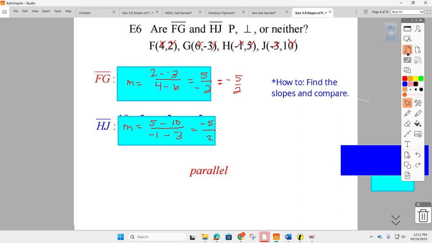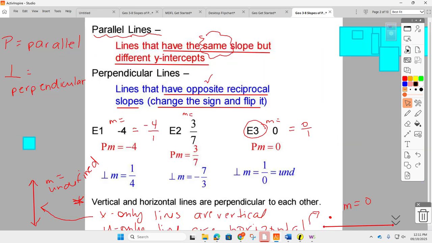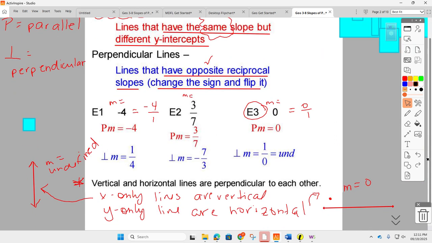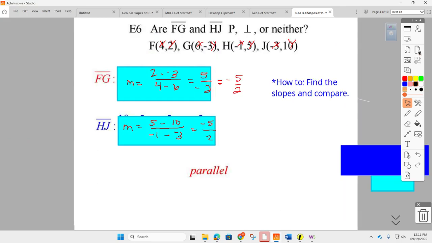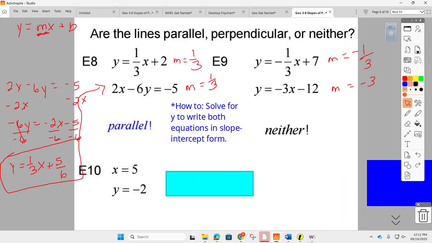right here, we said x-only lines are vertical lines, y-only lines are horizontal, and vertical and horizontal lines are perpendicular to each other. So is this a horizontal line or a vertical line? X equals 5. The vertical line. This is a vertical line.